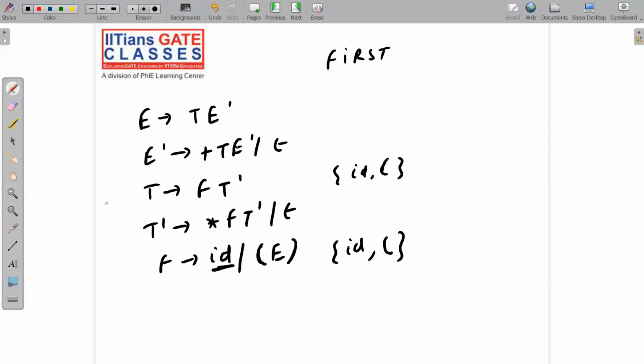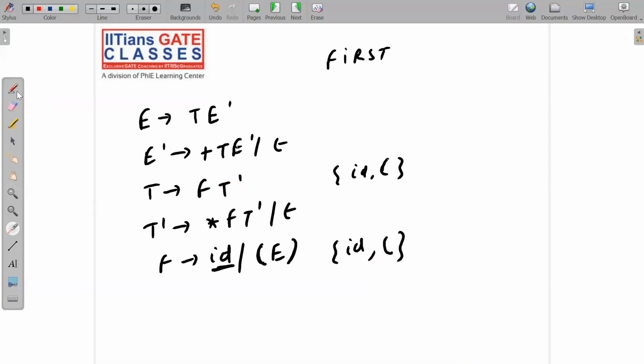Okay, ID comma opening bracket. I have copy pasted because first of T is first of F. First of F, same to same, copy pasted. If by chance F was going to null, then I will consider first of T dash, but I will not consider it here.